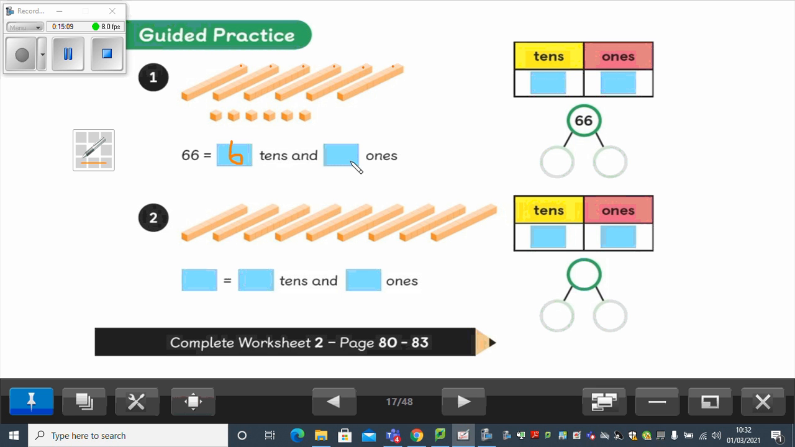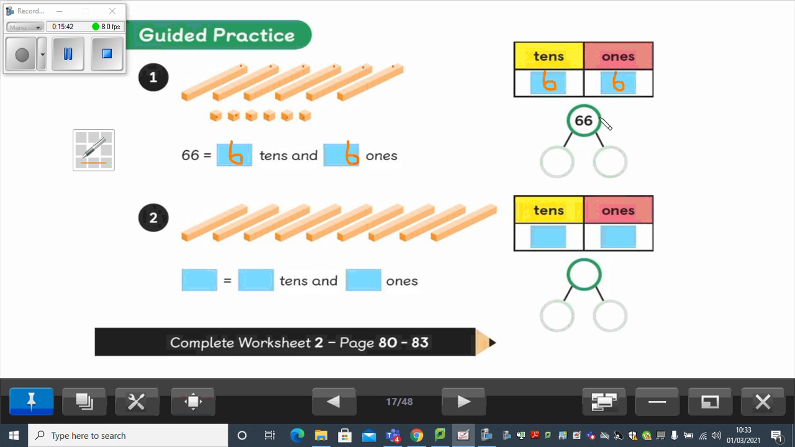And how many ones? Let's count. 1, 2, 3, 4, 5, 6. 6 ones. So 66 equals 6 tens and 6 ones. Let's write that in our place value chart. So how many tens do we have? We have 6. And how many ones? We have 6 again.